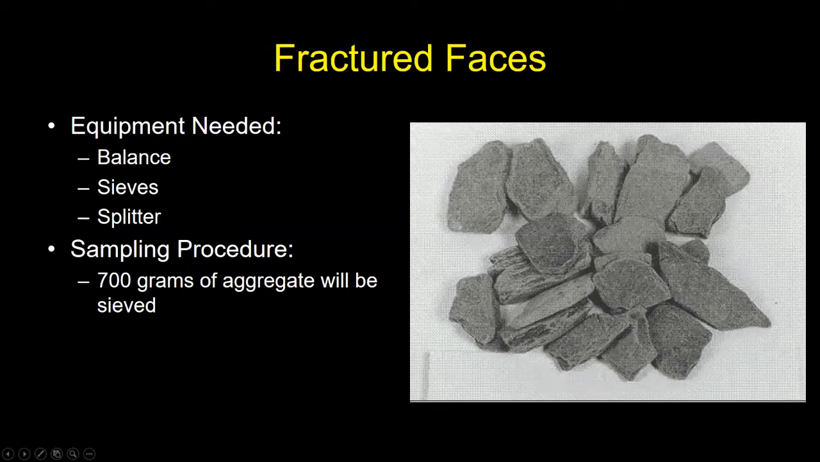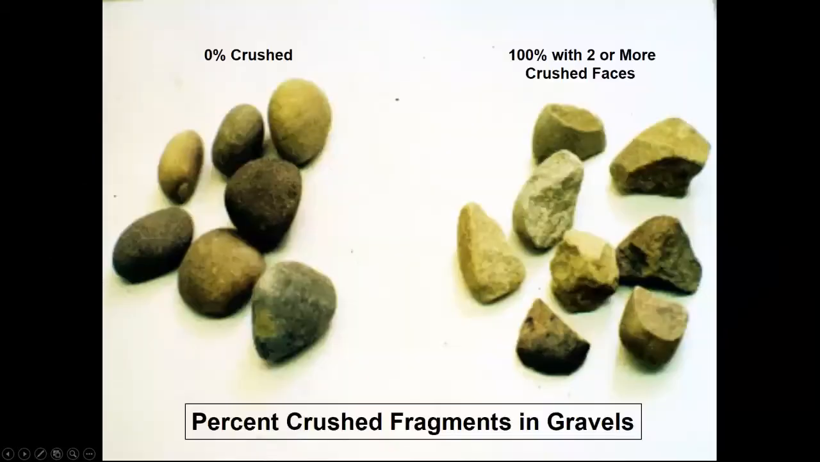But splitting just gets you from a sample that's maybe 5,000 grams all the way down. It would get you from 5,000 to 2,500, 2,500 to 1,250, and so on. You'll work your way down until you get a good proportional size. So you only need 700 grams roughly of aggregate sieved.